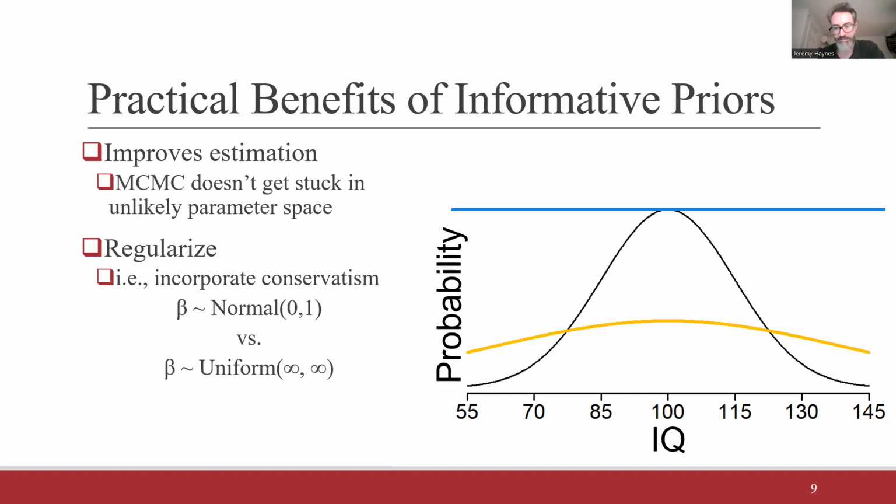But what that's going to do is it's going to draw our estimate just slightly closer to that 0 value. And this can help us incorporate conservatism in our models so that we don't overgeneralize our samples in subsequent studies, for example.